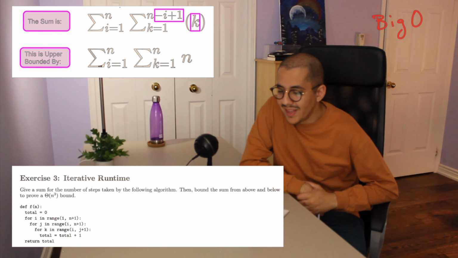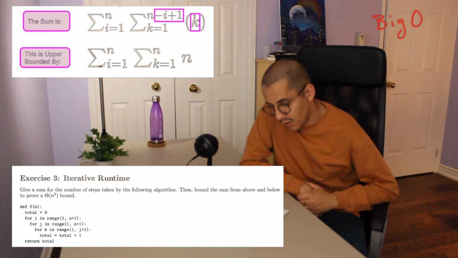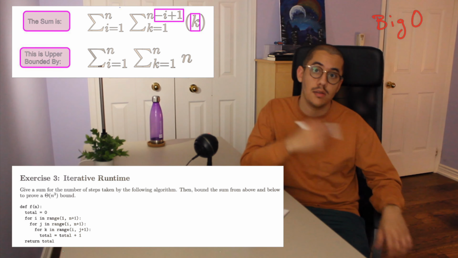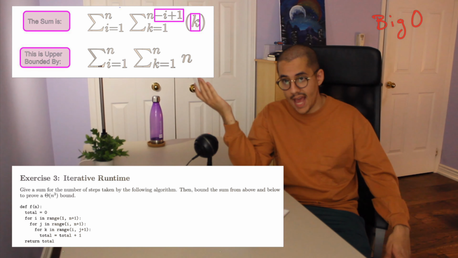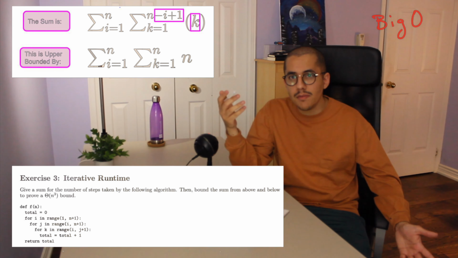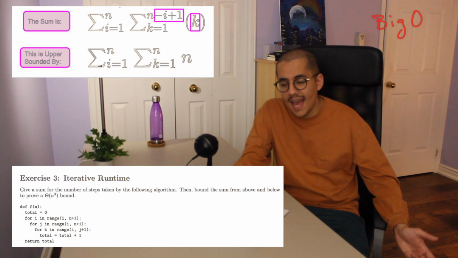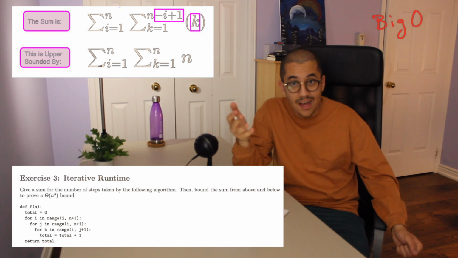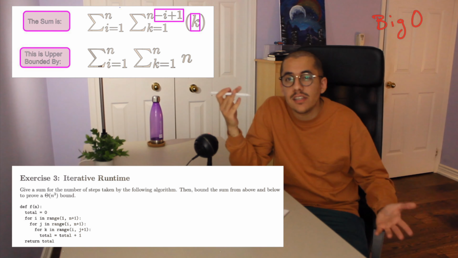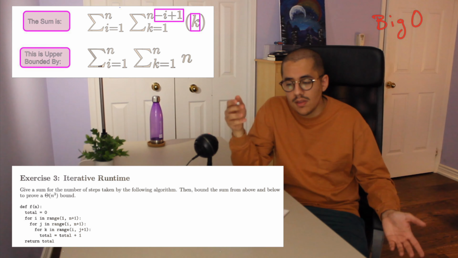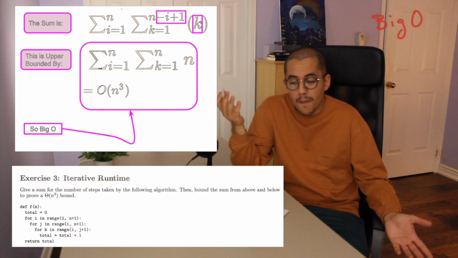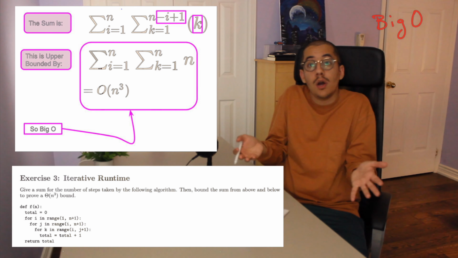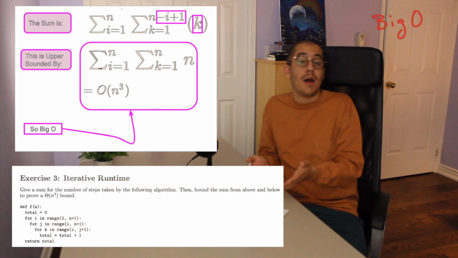Okay, but looking at this, the summation of i equaling 1 to n, and the summation of k equaling 1 to n, and then the factor in the front is an n. This is like n happening 3 times to itself, like an n cubed kind of thing. And that's what it is. That's the big O of this function. Its big O is n cubed, n to the power of 3.